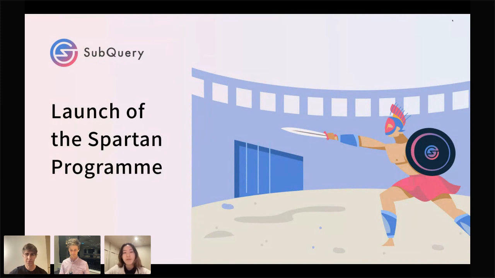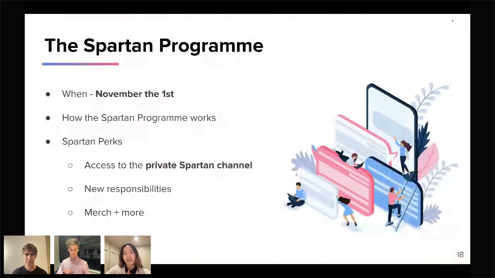The Spartan program will launch on November the 1st, and it will consist of activities for our community to participate in to become a Spartan. On Monday, we will announce this first set of activities on Discord under a channel called Quest. These activities will be a range of tasks to raise awareness and adoption of SubQuery. At the end of the Quest period, we will go through the submissions with the help of our ambassadors and select the first group of Spartans.